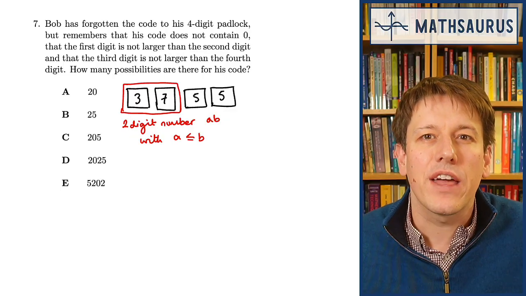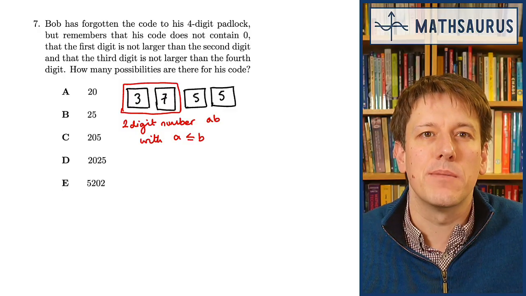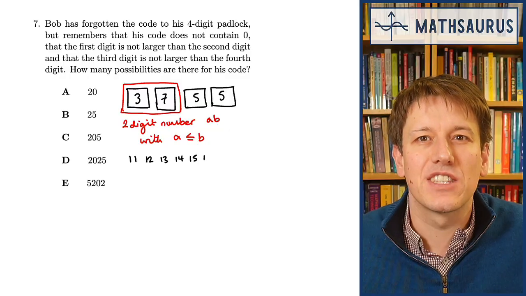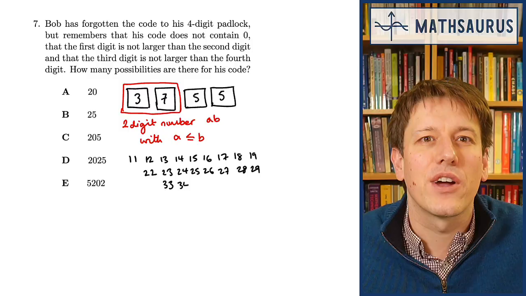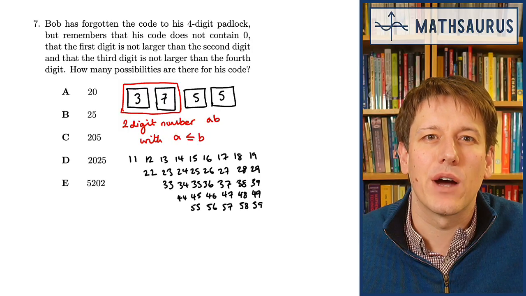So I could think about looking for a 2-digit number with digits A and B, where A is less than or equal to B, and of course we're not allowed to use 0. Now, I'm going to list them all out here. I don't think you actually should list them all out. I think if I was doing this, I would hope that you would spot the pattern here and be able to work this out without writing them all out.